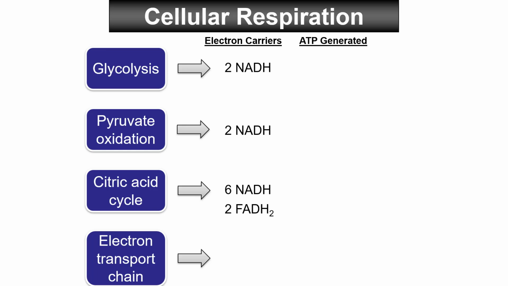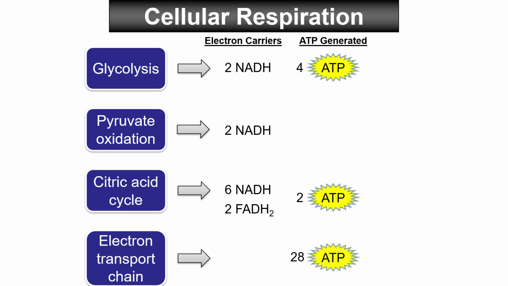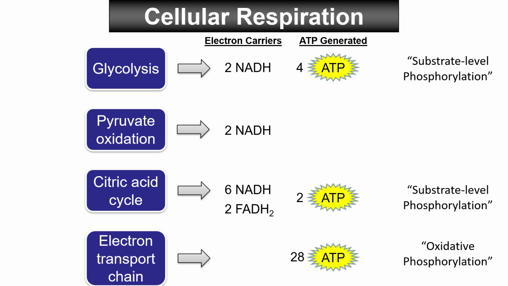Now, as far as ATP generated, glycolysis generates 4 molecules of ATP. The citric acid cycle generates 2 molecules of ATP, and the electron transport chain, that's the final stage, generates the most. It is the most productive of all the various stages. That's its point, after all, is to generate ATP. So 28 molecules of ATP are generated during the electron transport chain. Now, just as a side note, because you might hear these words, substrate-level phosphorylation and oxidative phosphorylation. These are the 2 types of ATP generation that we see during cellular respiration.